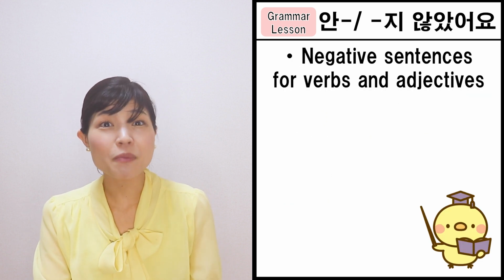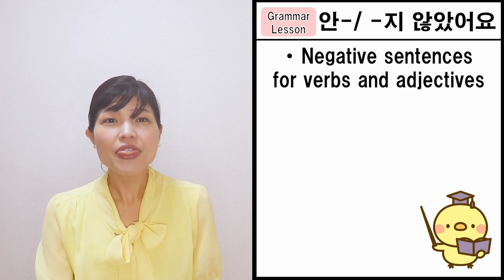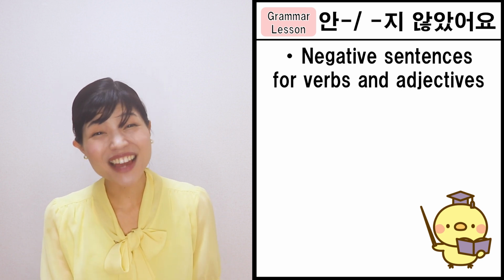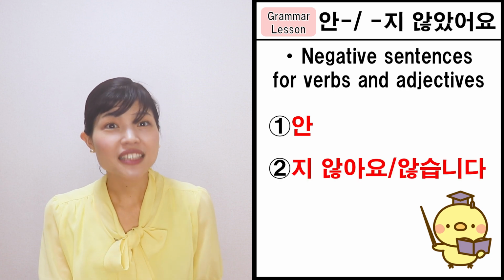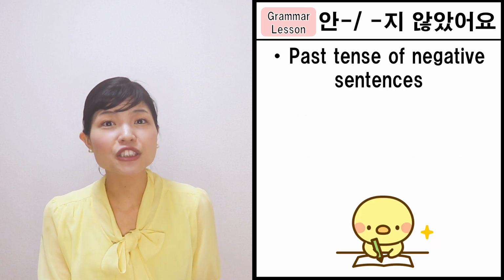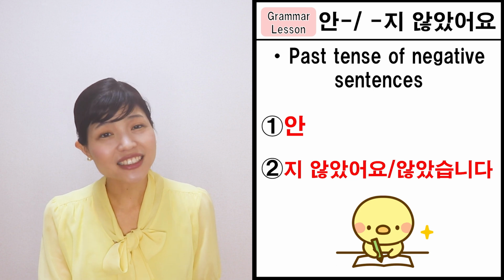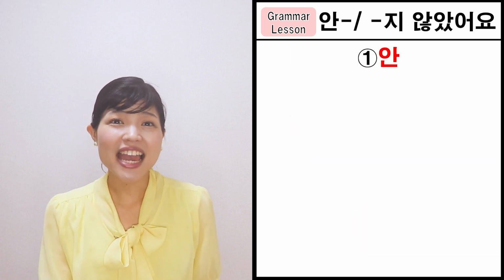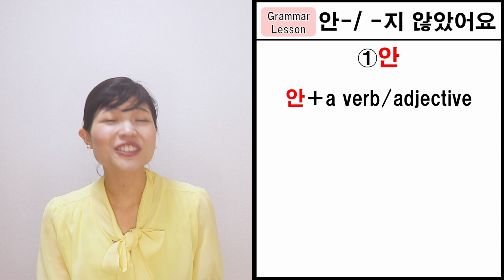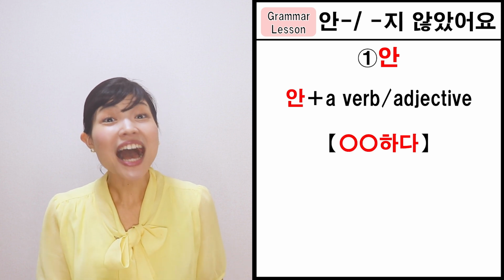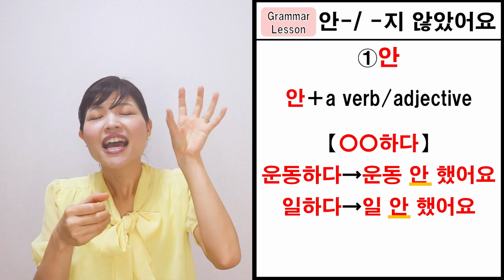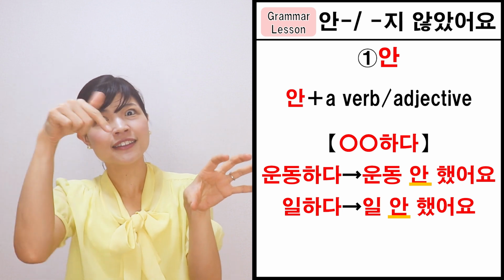Lastly, let's learn how to make the past tense of negative sentences. There are two ways to make negative sentences for verbs and adjectives. Do you remember them? The first one is 안, and the second one is 지 않아요, 않습니다. The past tense of these patterns are 안 and 지 않았어요, 않았습니다. In the case of 안, you just add 안 before a verb or adjective. But when the word is something 하다, such as 운동하다 or 일하다, you cut in between something and 하다 and add 안 in the middle.